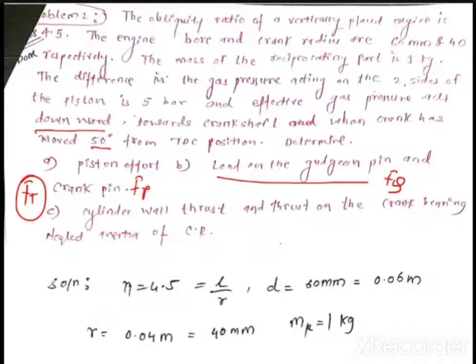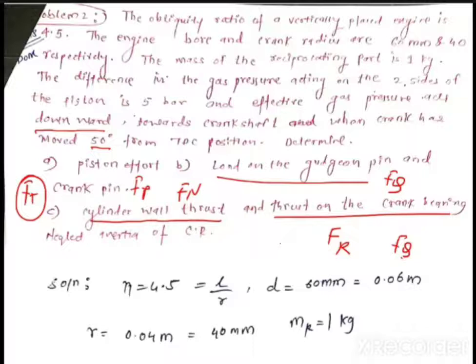Net load acting on the crank pin, म्हणजे crank pin effort झाला, FT झाला. आणि cylinder wall thrust म्हणजे काय, FN. येस. आणि the thrust on the crank bearing म्हणजे FR म्हणजे काय, radial force. बघा ना, दोन फोर्स आहेत ना, FQ जर असेल तर दोन फोर्स आहेत.